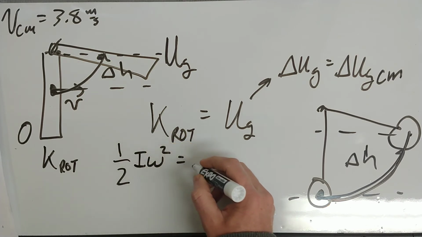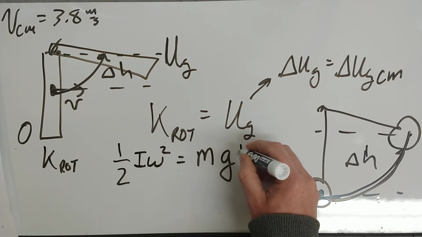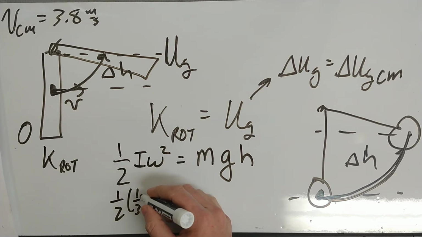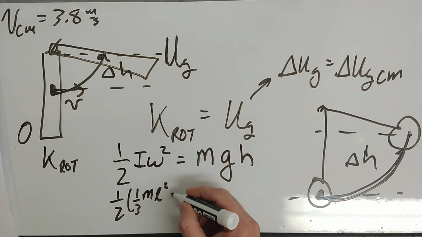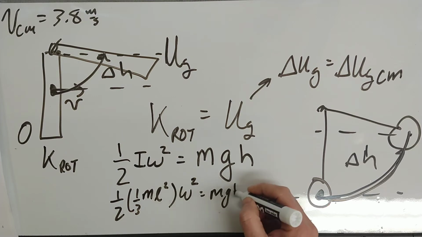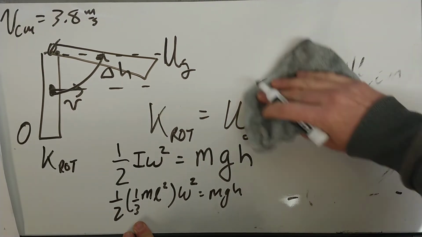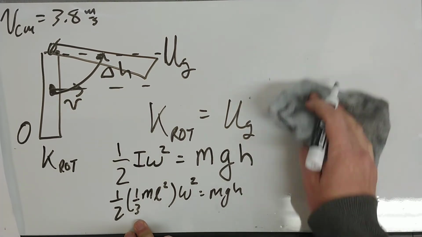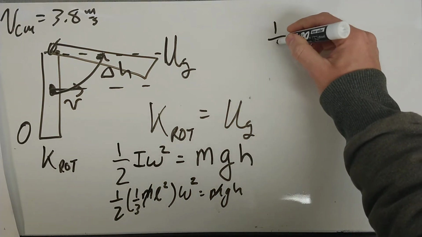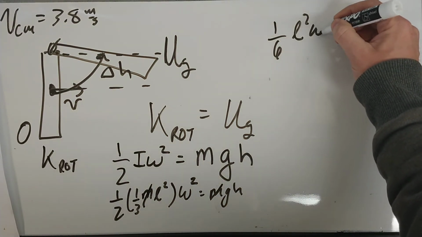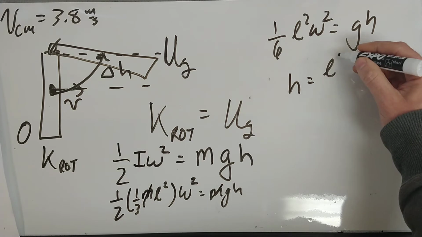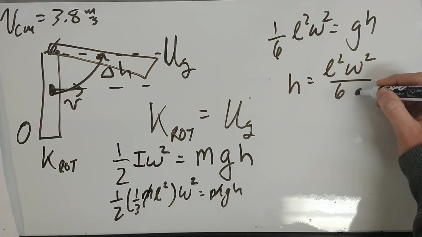1/2 I omega squared goes into mgh. It's 1/2 of 1/3 m l squared times omega squared equals mgh. We get a little bit of cancellation here. We get an m canceling, right? So we get 1/6 of L squared omega squared equals gh, or the height it swings up to is L squared omega squared over 6g.